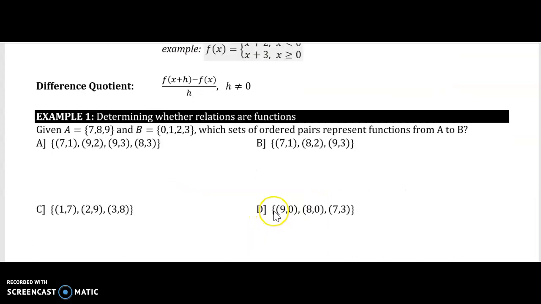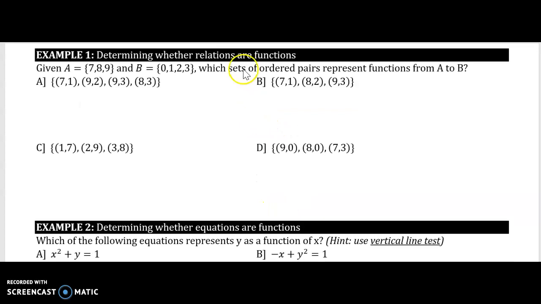Okay, so let's get into determining whether these are functions or not. So basically what we're looking for, do any of the x's repeat? It's kind of what you're basing it on. Because if none of the x's repeat, as long as there is an output that's a feasible output, then it's a function. So I look at letter A, notice 7, 9, 9, 8.